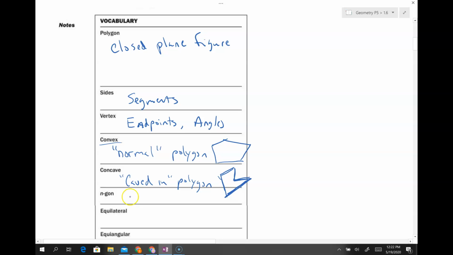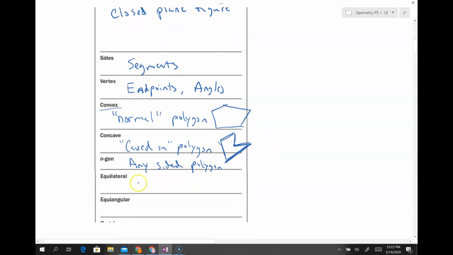N-gon is any-sided, like a variable polygon, and we'll come back to that because it's going to be about the names. And then a couple other terms we've used: equilateral, sides equal, equiangular, angles equal. And then a term that got cut off here is regular. That means all sides and angles equal. That term is the more important term of any of them.